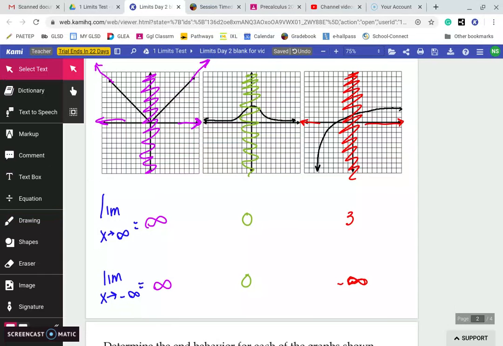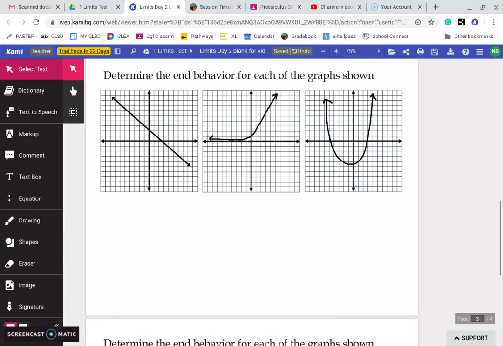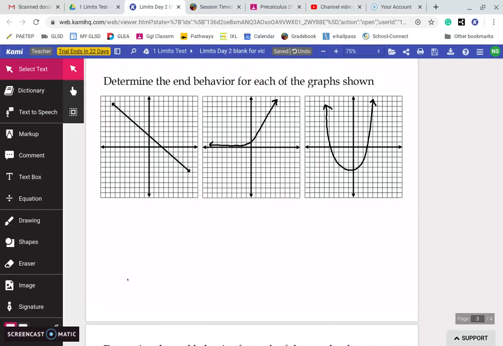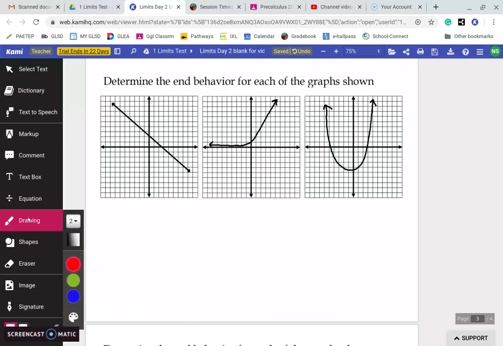So if you want to try these next three on your own, pause the video, try them, and then come back and see if you did it right. Or you can just keep following along. But again, I'm only going to write these limits 3 times just because it's kind of tough to write on the screen.